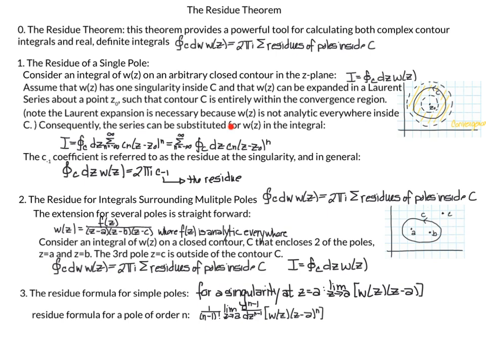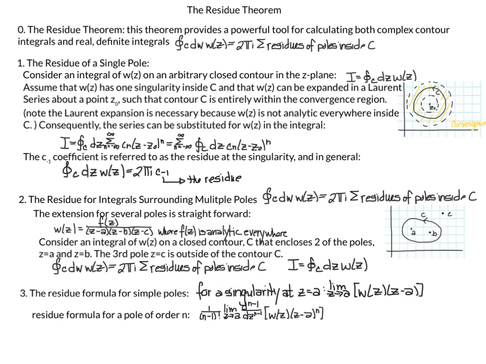Consequently, the series can be substituted for w(z) in the integral. So in our integral over C of w(z), we're going to substitute the Laurent series expansion, the sum for n equals negative infinity to infinity of our coefficient times (z minus z0) to the nth power. Then what we will find, and we will develop this later in our video, is that the c to the negative 1 coefficient, in other words, the coefficient when n is negative 1, is referred to as the residue at the singularity.